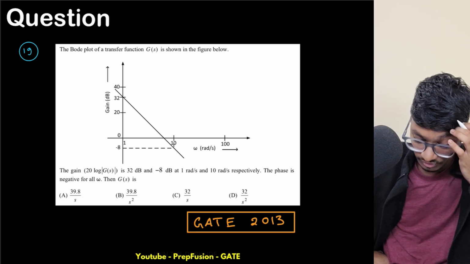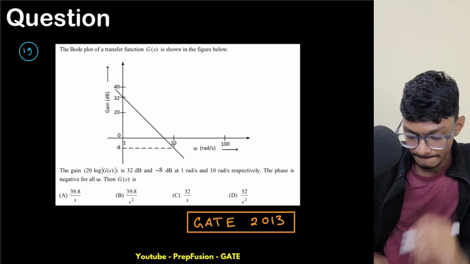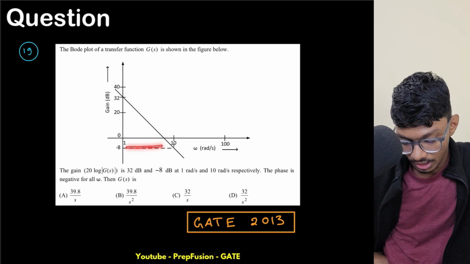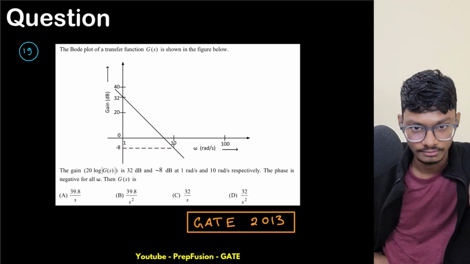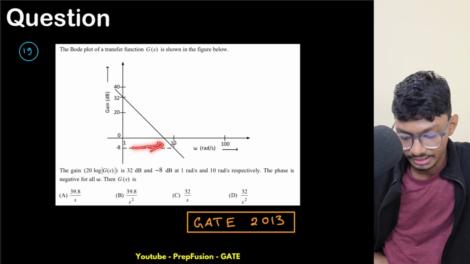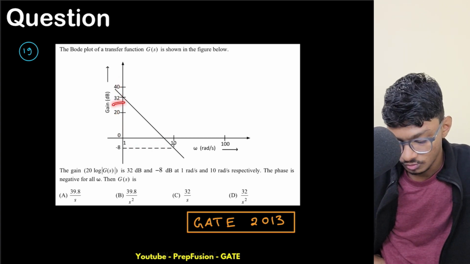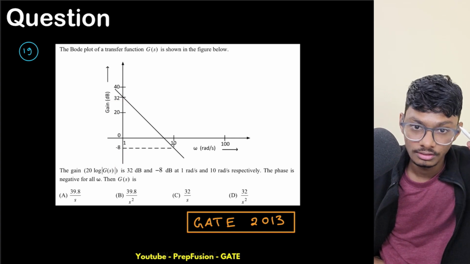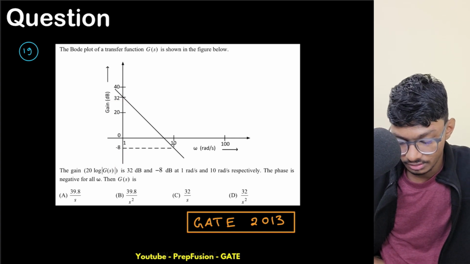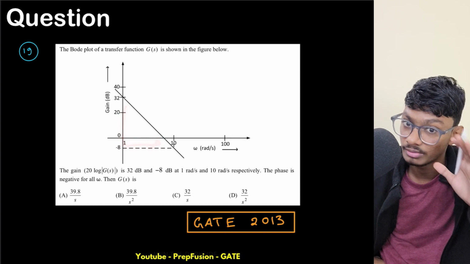Now, the first thing I observe from the question itself is that I am moving one decade, from 1 to 10 times. And how much am I moving on the y-axis? How many dB am I moving? I am moving 32 in the minus direction, so in total I am moving 40 dB. So in one decade, I'm moving 40 dB. So 40 dB per decade.